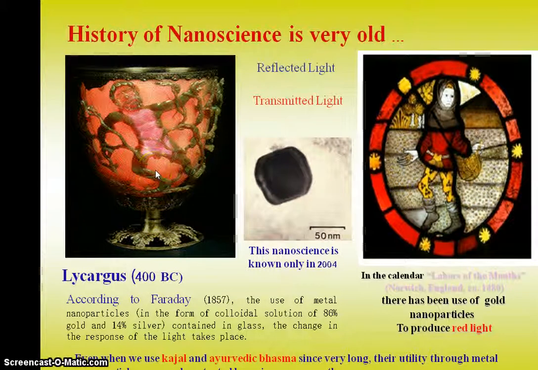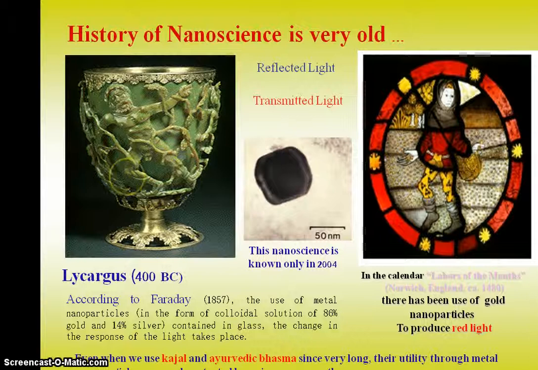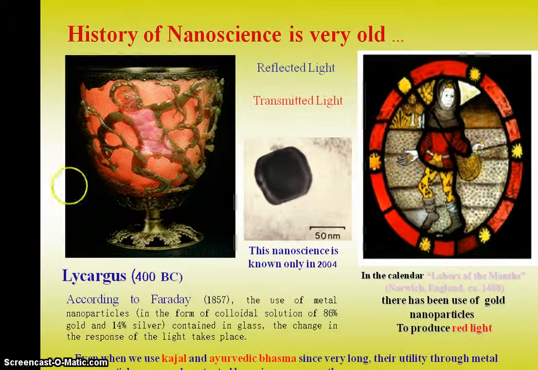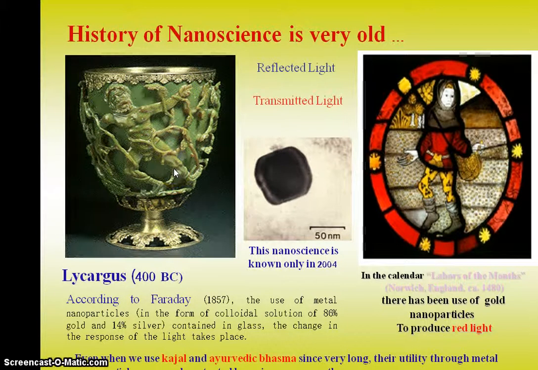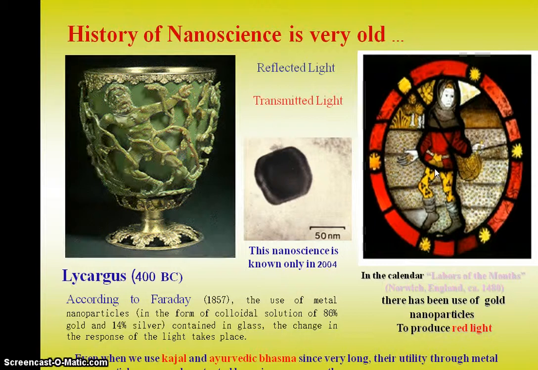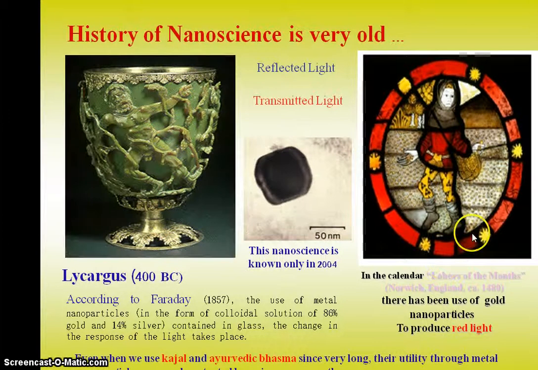The design which you can see on the glass is painted by a colloidal solution of 86% gold and 14% silver, because of which, when the light is incident, the response of the light changes. Now, when we see the second picture in the calendar, there again a red color is produced due to gold nanoparticles.